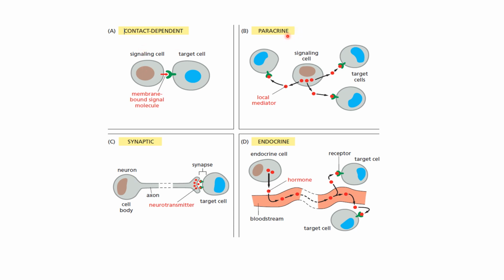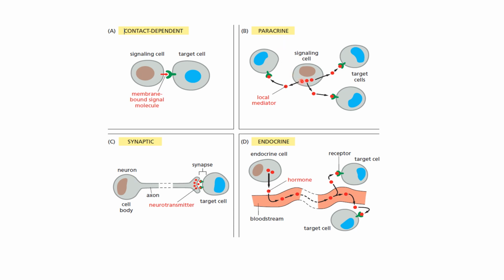The second type is paracrine signaling. We have a signaling cell that releases local mediators, so it secretes signaling molecules in its close vicinity. These local mediators bind to the receptors present on the target cells. This process happens not in contact, but in close proximity to the signaling cell. That is what is called paracrine signaling.